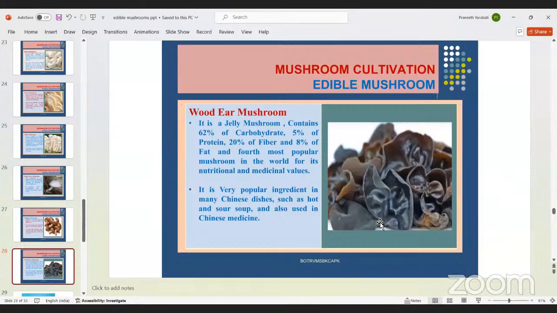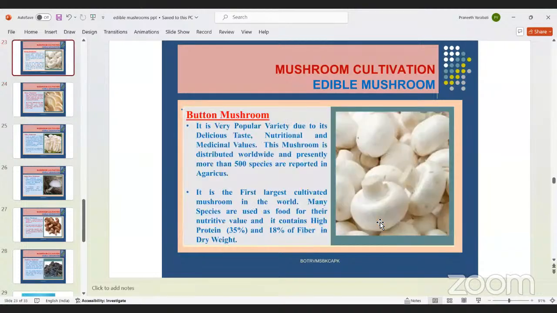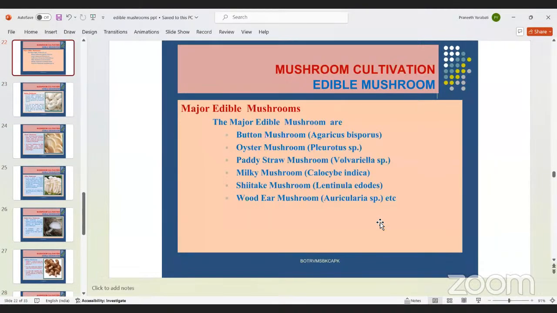Another one is the wood ear mushroom. It is a jelly mushroom which contains 62% carbohydrates and 5% proteins and 20% fiber and 8% fat. It is the fourth most popular mushroom in the world. Generally, it is used mainly in Chinese dishes, as an ingredient in preparing soups, and also in Chinese medicine. So these are some of the examples, mainly five examples of edible mushrooms: button mushroom, oyster mushroom, paddy straw mushroom, milky mushroom, shiitake mushroom and wood ear mushroom.